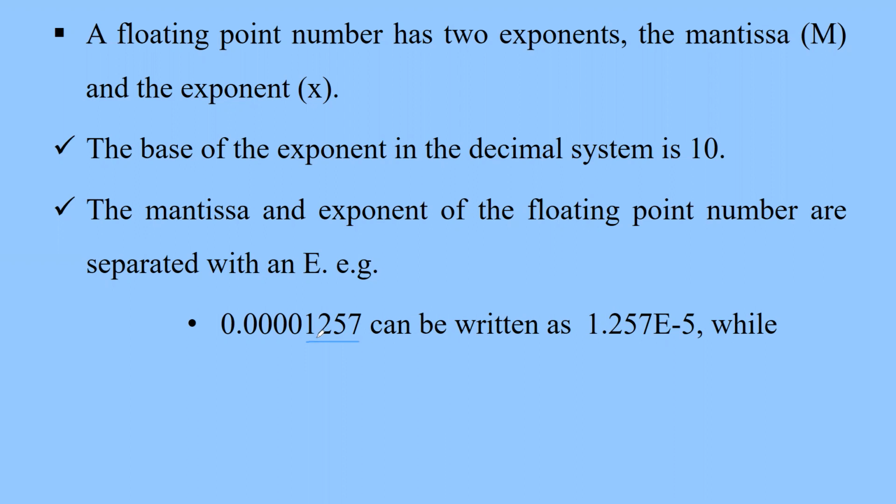So we have, from the decimal point, if you have the decimal point here, like 1.257, then you count the number of figures towards the decimal point. For example, if you have your decimal point here, then you count your figures as 1, 2, 3, 4, 5.